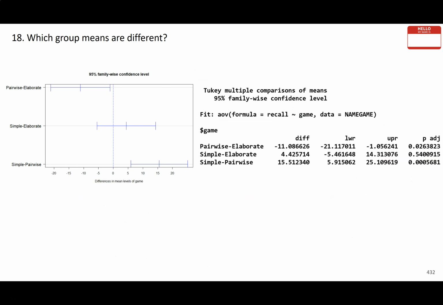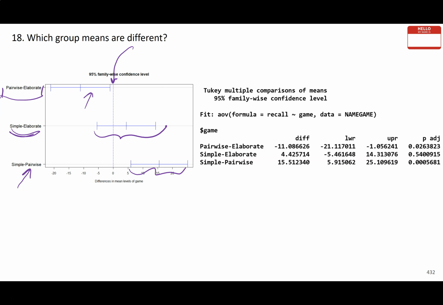So here, which group means are different. So see this dotted line here? That's where 0 is. So this interval crosses 0, so simple and elaborate, we didn't find evidence they're different because 0 is in there. But it looks like pairwise and elaborate doesn't cross 0, and pairwise and simple doesn't. Which we can go ahead, we can corroborate.